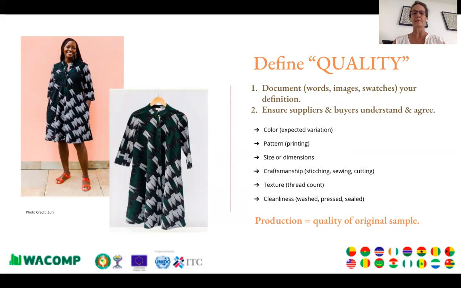So those are just some examples that apply to this dress, for example, from my friends at Zuri. So really, though, the most important thing is that you define what quality means to you, you document it, and you communicate it to your buyers and suppliers. Right? So when it's clearly defined, then you can hold yourself and you can hold your suppliers accountable to what that means. And remember, your production always has to match the quality of the original sample that your customer saw in person or online.